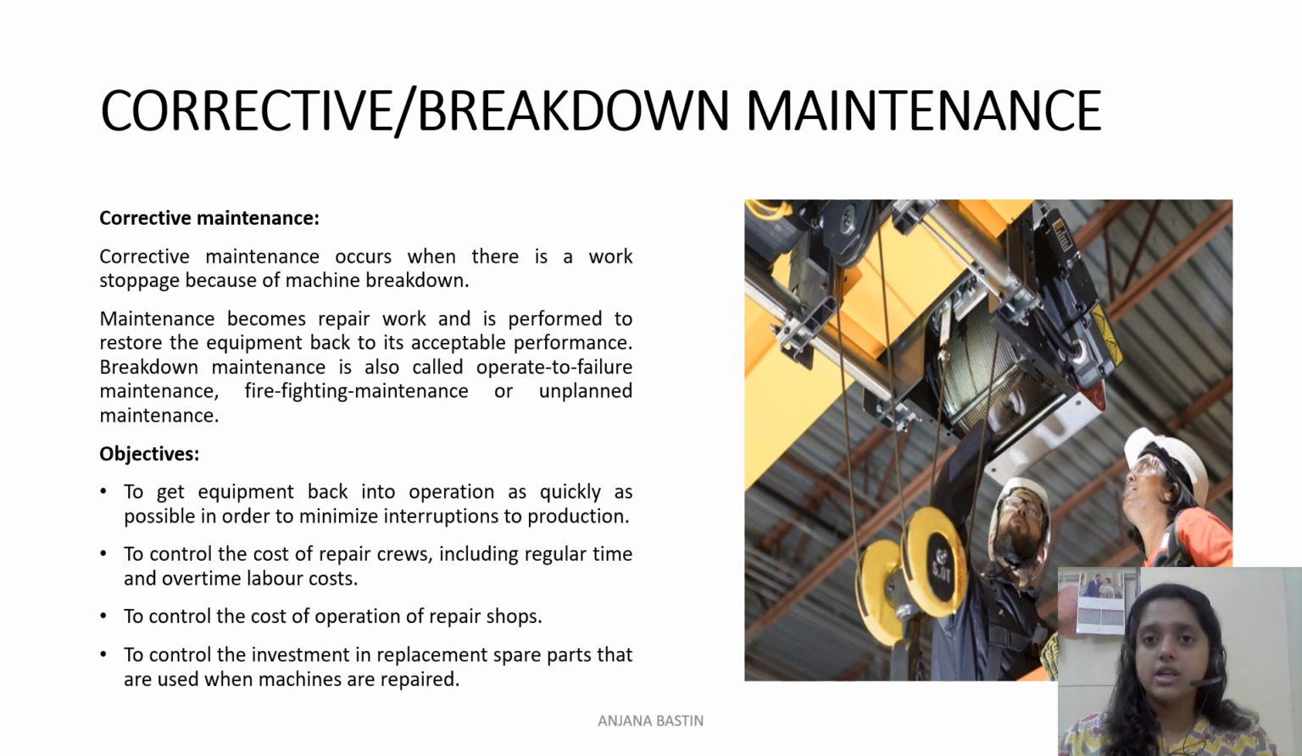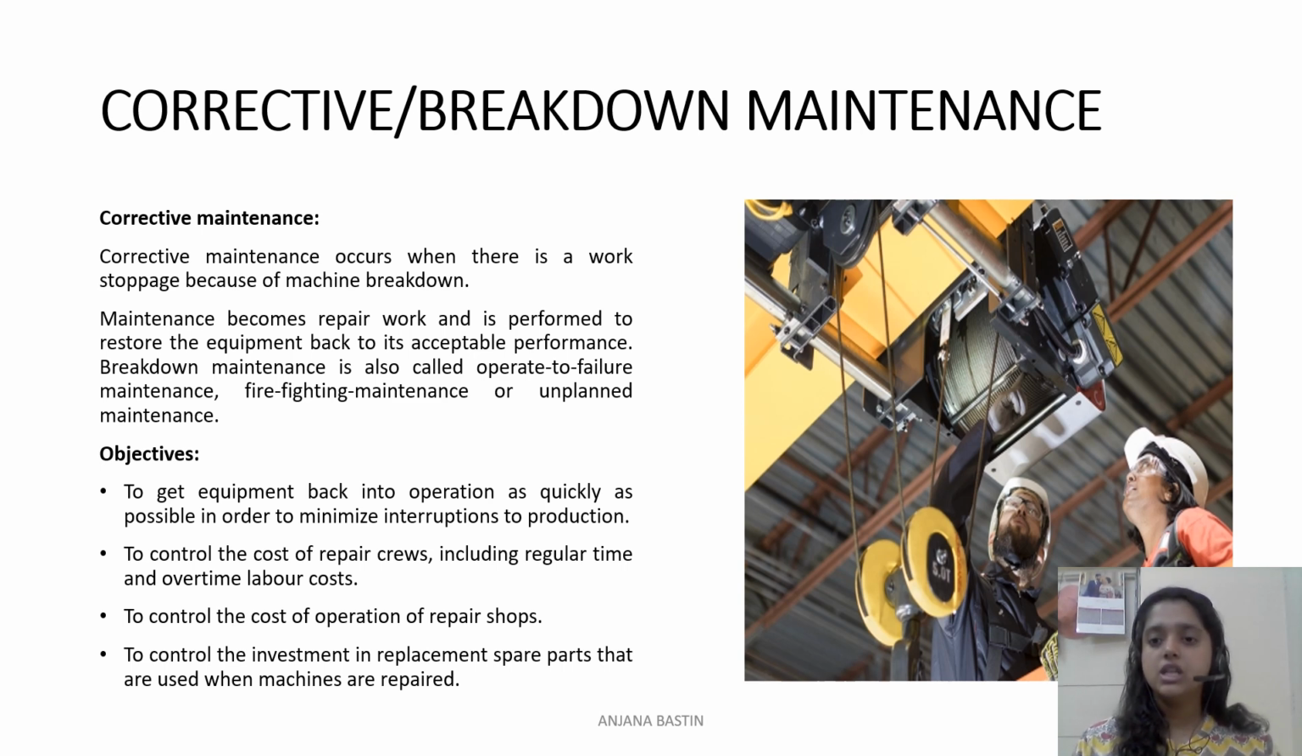Corrective maintenance is where you find that there is some technical issue with the machines or equipment. There is a breakdown, which means the work stops, the machine stops working. So how can you bring that machine back to its original form? All your repair shops and the different sorts of repairs are related to corrective maintenance. Corrective maintenance happens when there's a work stoppage because of a machine breakdown.